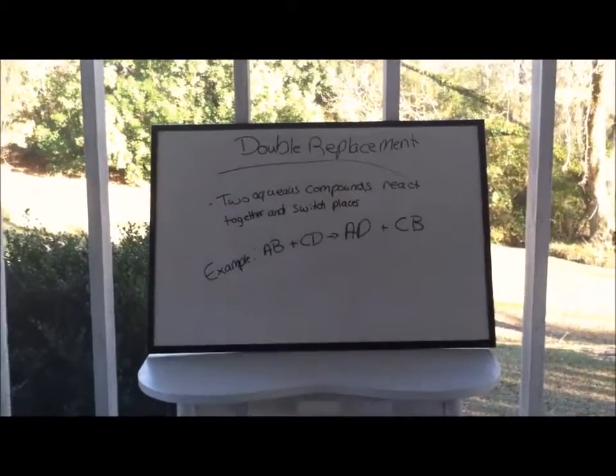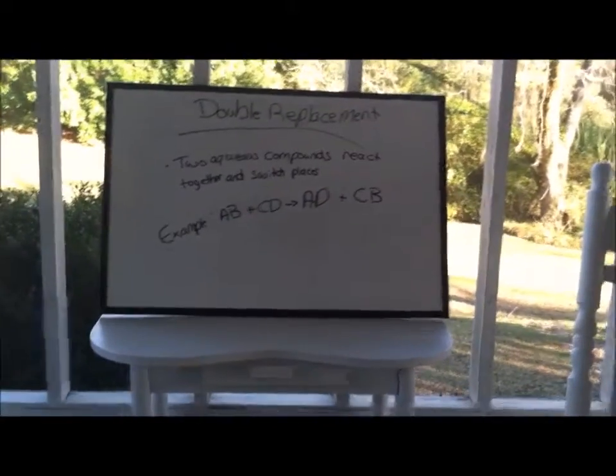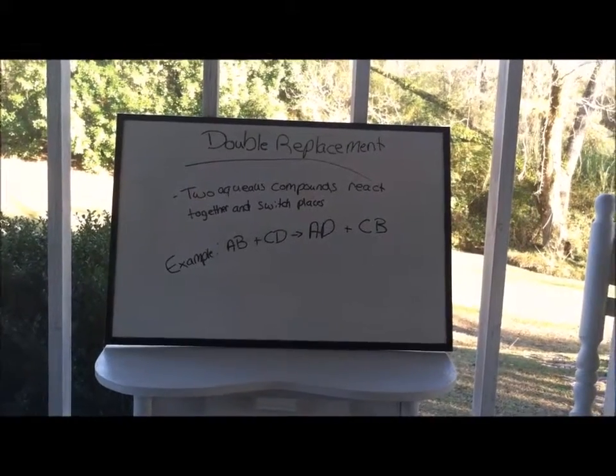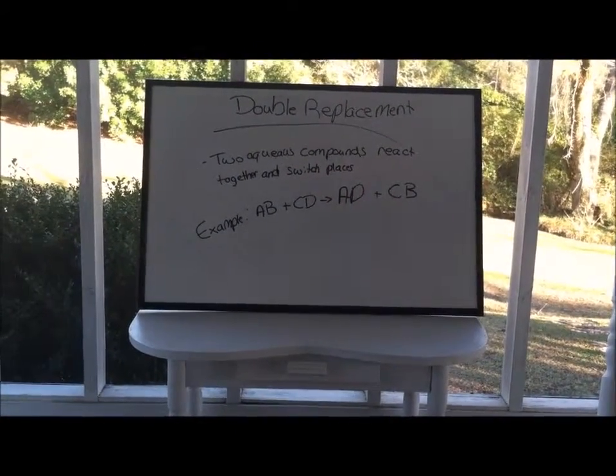A double replacement is when 2 aqueous compounds react together and switch places, which means that in the compounds AB plus CD, D replaces B and B replaces D.